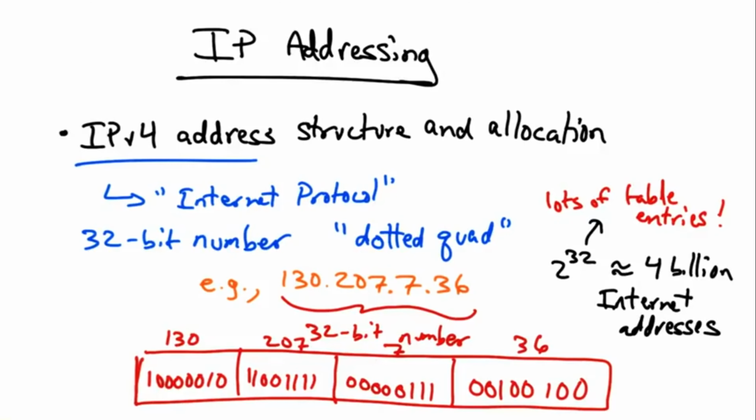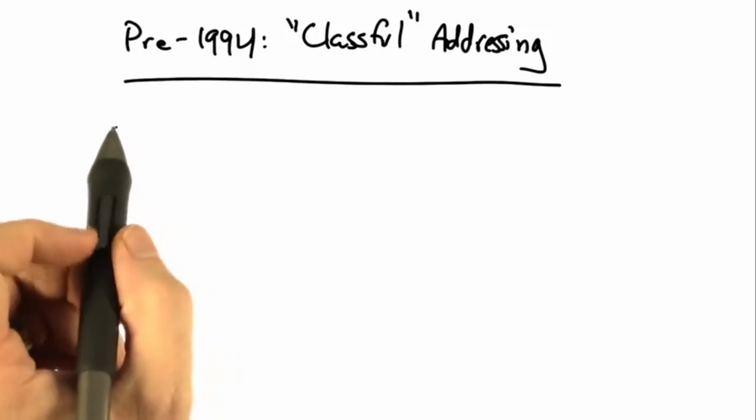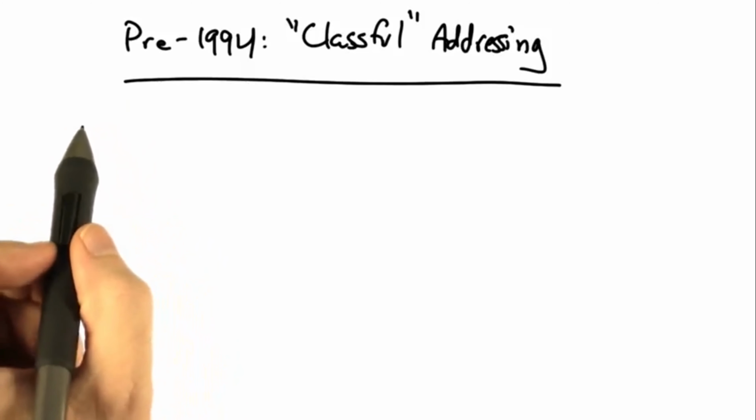So what we need is a more concise way of representing groups of IP addresses. There are different ways to group IP addresses, and we'll look at the prevailing method in the next part of the lesson. But first, let's look at how this was done before 1994. Before 1994, addresses were divided into a network ID portion and a host ID portion.